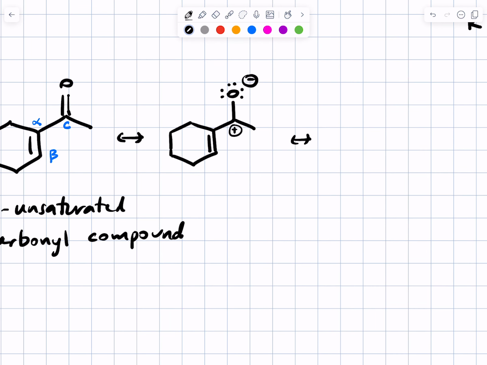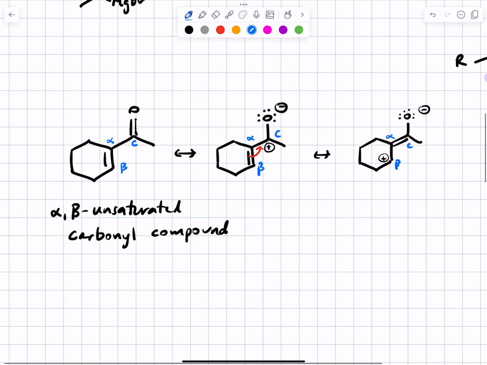But I could also draw a resonance structure where I move the double bond over to form a new pi bond between the carbonyl carbon and the alpha carbon, and that would leave a positive charge on the beta carbon. All of those are valid resonance structures, but they tell you that in the alpha beta unsaturated carbonyl compound, there are two electrophilic sites. One is the carbonyl carbon and one is the beta carbon.